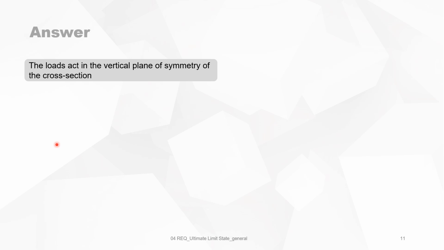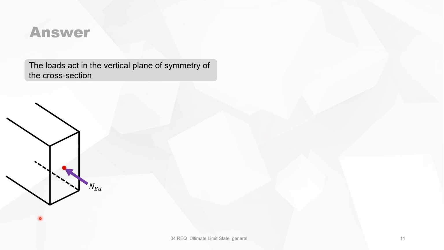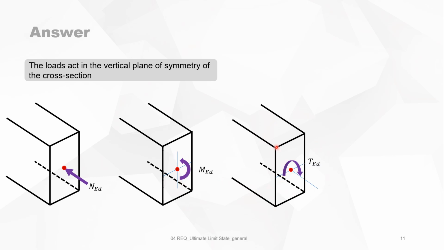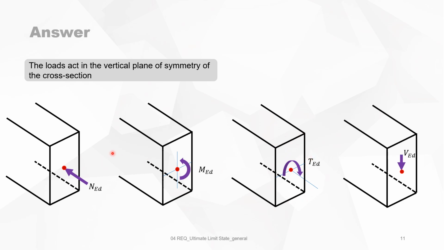The loads act in the vertical plane of symmetry of the cross section. You have, for instance, here a beam. You have the control section, the vertical plane, and we have the point of gravity, the normal force acting in the vertical plane of the cross section. For instance, for a bending moment, we assume that the bending moment is acting like this. And for a torsional bending moment, it is acting in this plane, like that. And of course, you can have a point load. The point load is assumed to act like that.